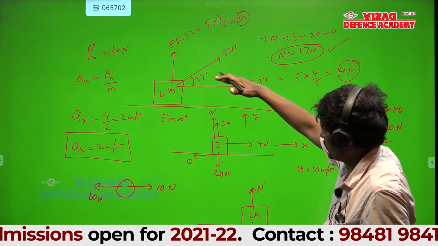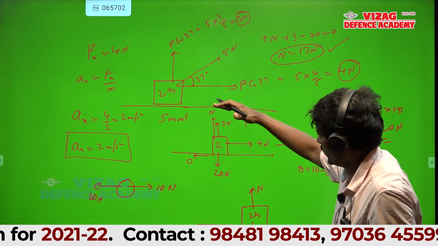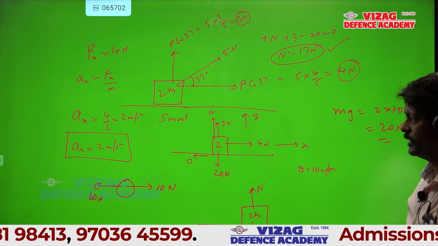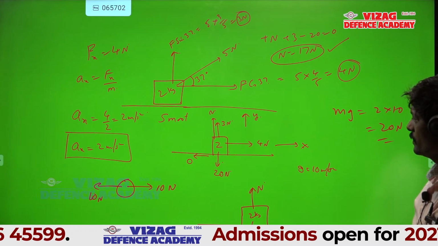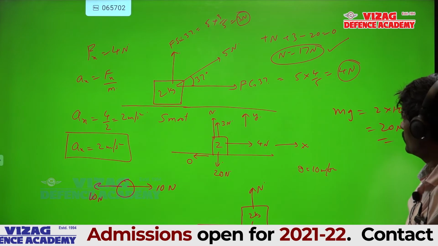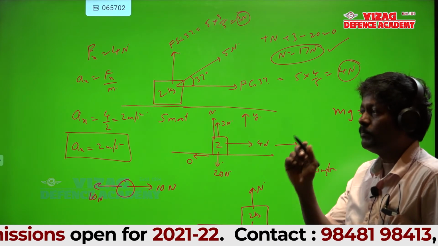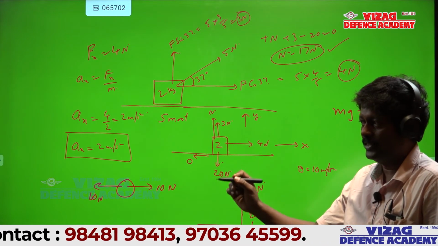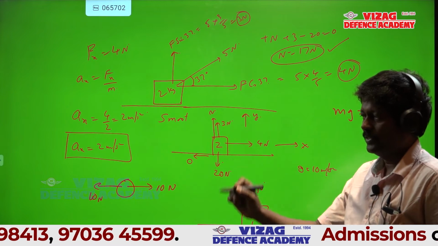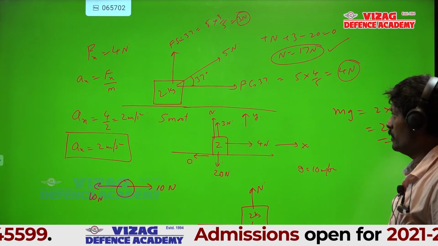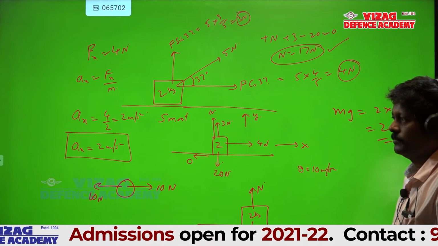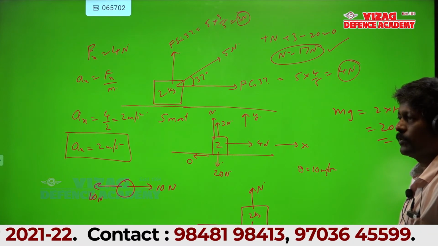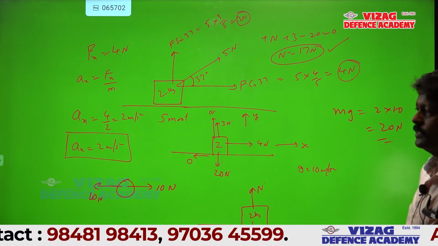Upward force is N plus 3, downward force is 20. N plus 3 equals 20. So N is 17, that is all. And remember, the weighing machines record normal reaction only. Write that point: weighing machines record normal reaction only.